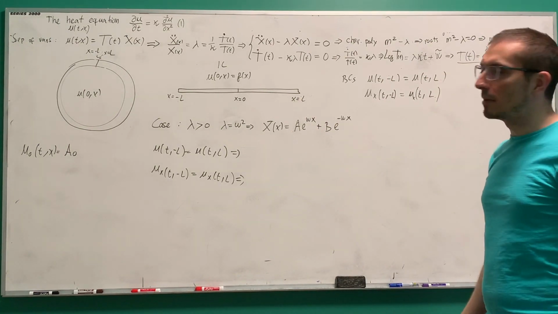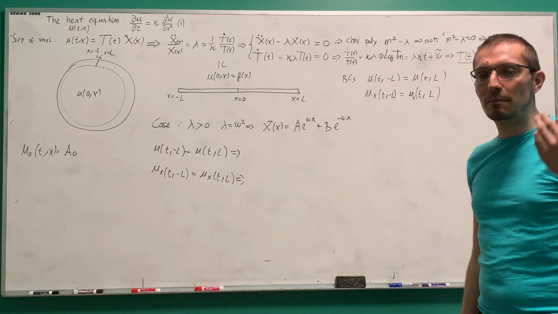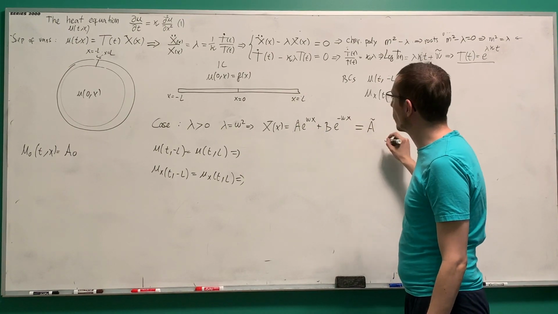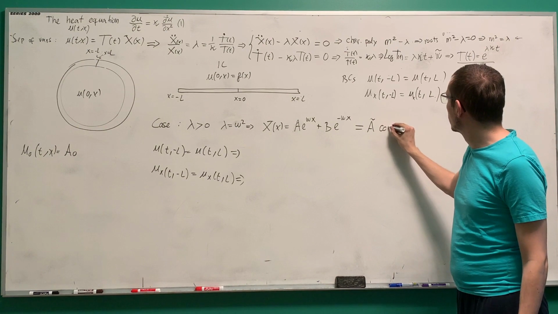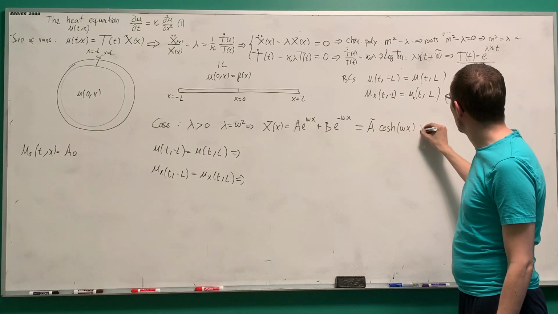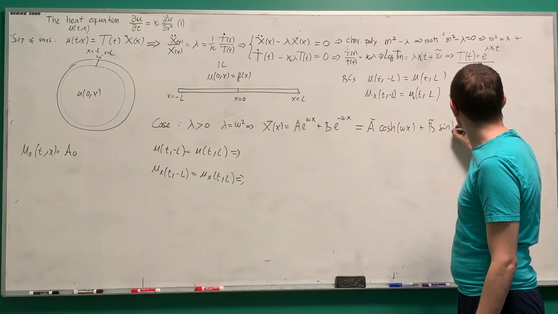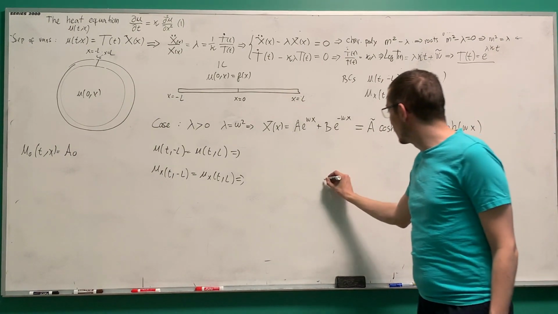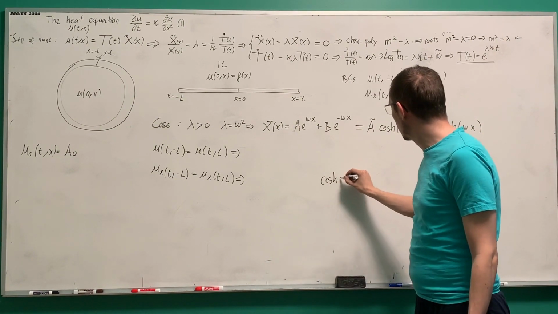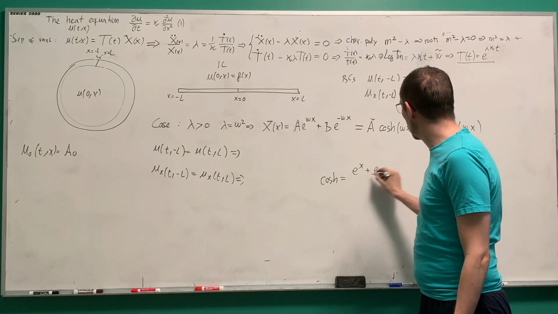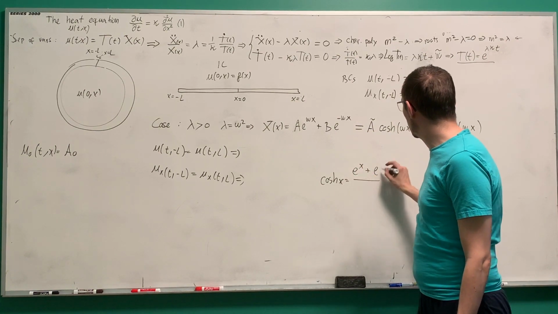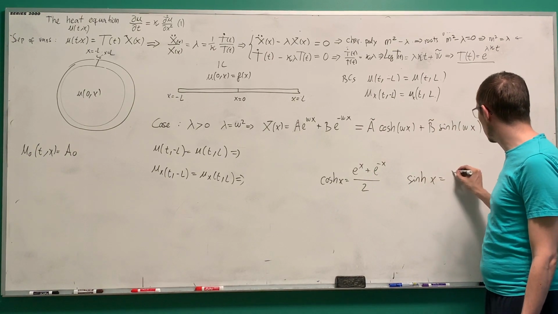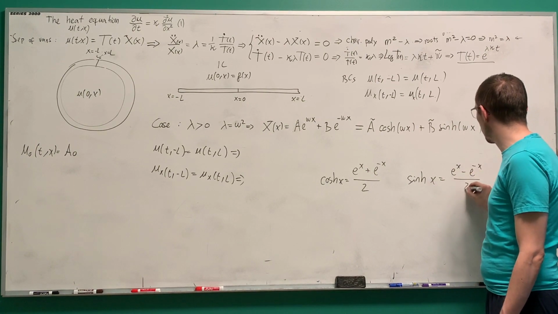Now, the problem that we have here is that to apply these conditions it is much more convenient to write this in a different way. We can write this as a tilde, a different constant, but still arbitrary, times cosh of omega x plus b tilde sinh of omega x. Why can we do that? Well, remember that the hyperbolic cosine of x is e to the x plus e to the minus x divided by 2, and the hyperbolic sine of x is e to the x minus e to the minus x divided by 2.